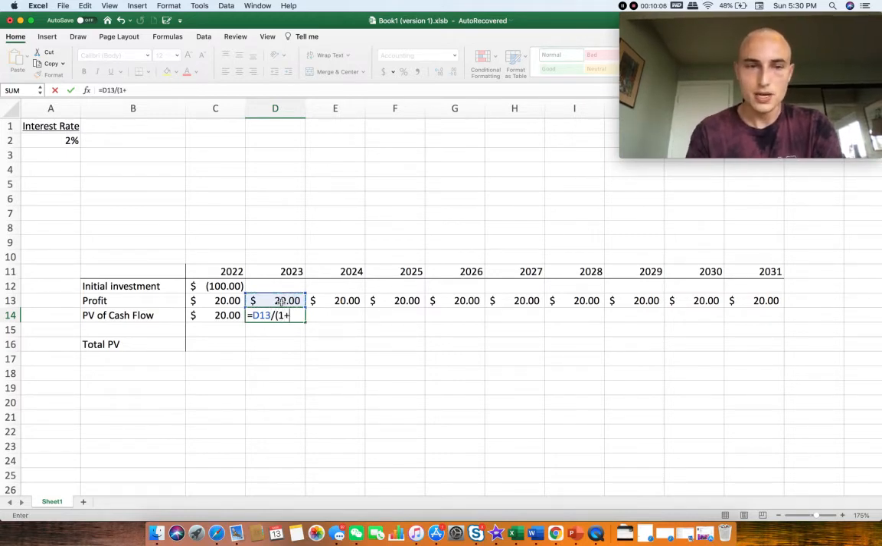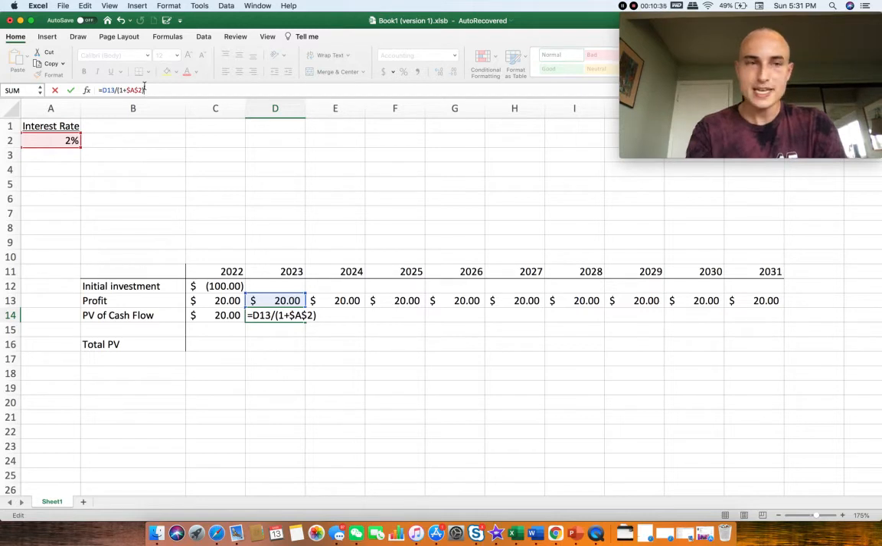1 plus our interest rate. And here, I'm going to lock in this interest rate. I'm going to anchor it using the money signs. You have to use the money signs because otherwise when I drag the formula bar, it's going to change this value, and we want to lock in that value. We want the denominator of 1.02 to be constant throughout our entire formula. So that's why we're locking it in.